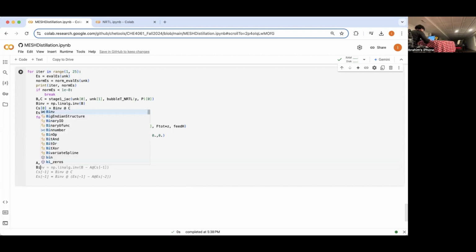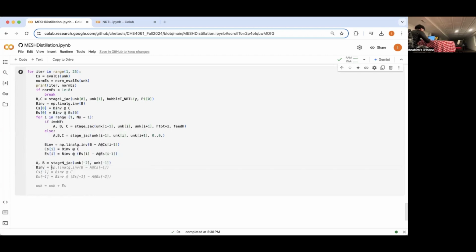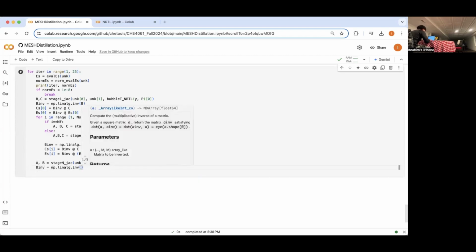And then we're going to set up our inverse again for our linearization. So linalg.inverse, and this is going to be, so b inverse equals np.linalg.